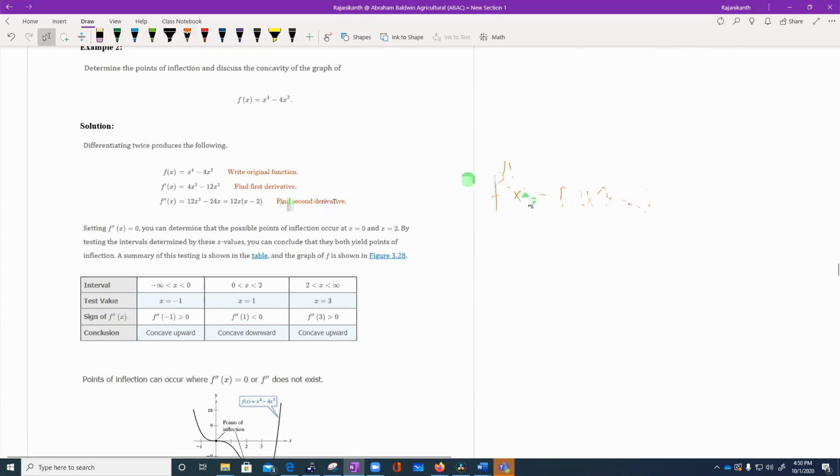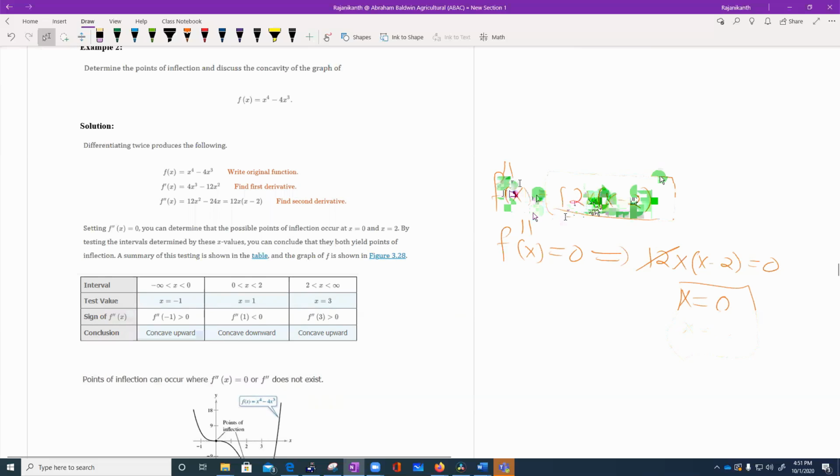So we look for the points where the second derivative is 0. If you set it to 0, that means 12x times (x minus 2) is supposed to be 0. Now you need to solve this equation for x. So your x should be either 0 or 2. Again, my second derivative 12x(x minus 2) is well defined throughout the real line. Therefore, you will not find any points where the second derivative does not exist. So only these two are the possible points where you have a chance of getting a point of inflection.